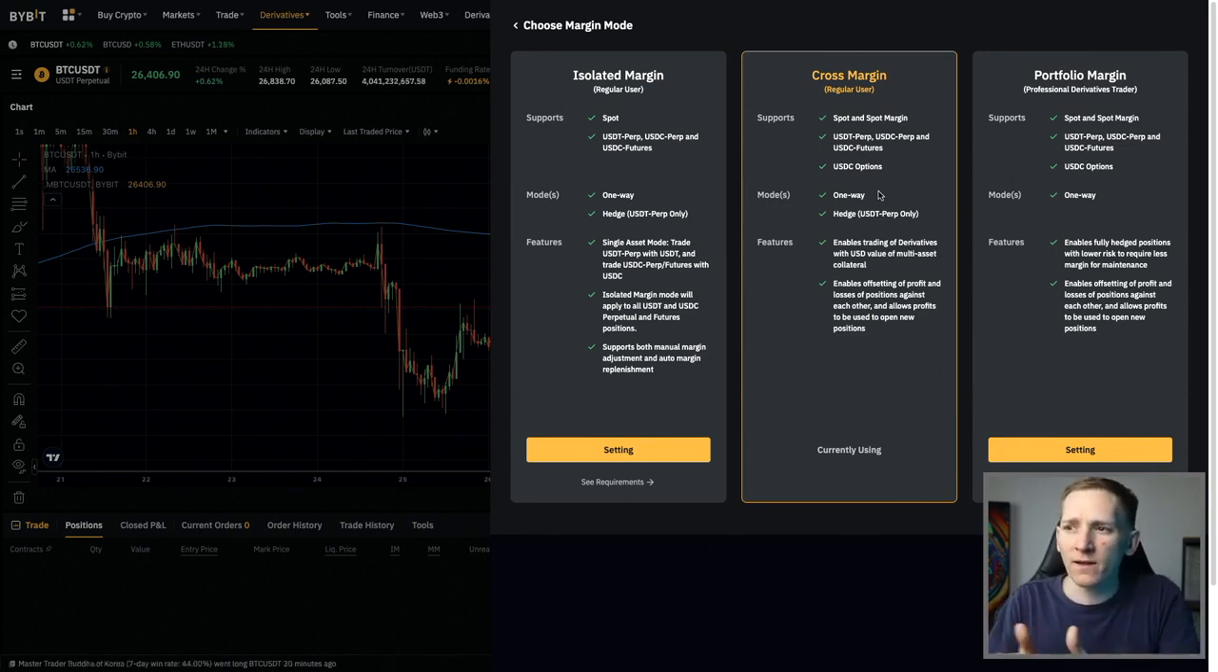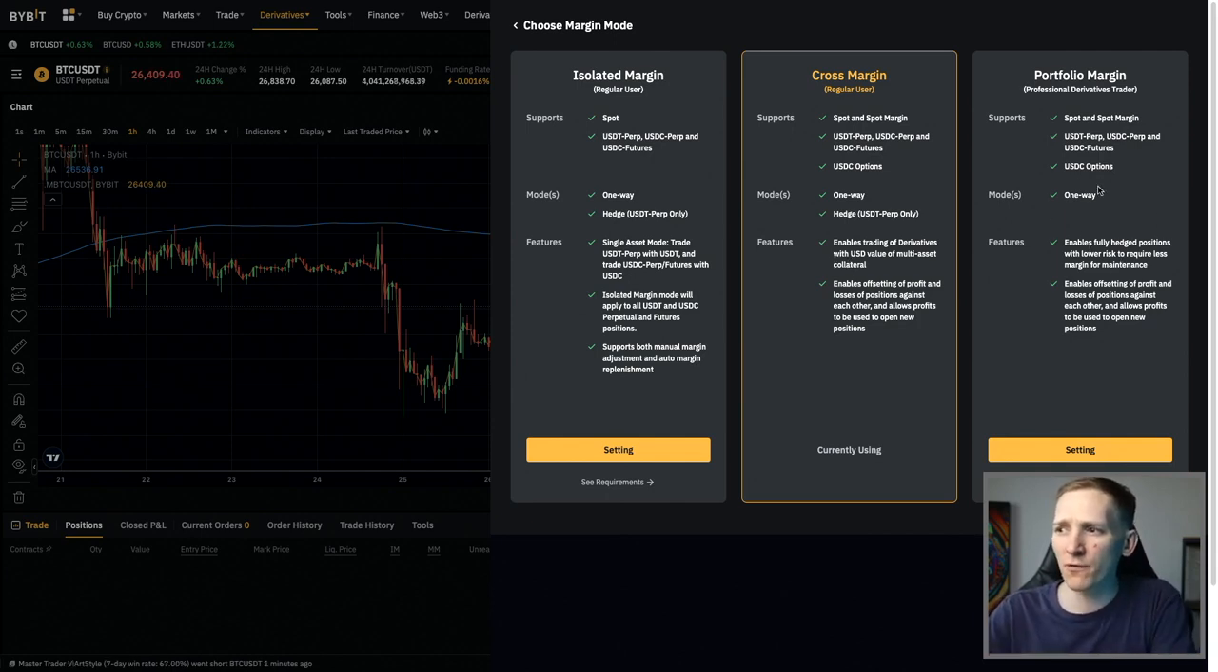And so with isolated margin, you really need to tie up the underlying asset. If you have US dollar Tether or USDC, that funds the trades, and that's that. With cross margin, you can use different collateral to fund trades. So there is a difference here. As you can see, in single asset mode, you can trade futures with USDT or USDC. With cross margin, you're using the US dollar value of all your crypto to fund all of your trades, and profit and losses can take away from each other or add to each other.